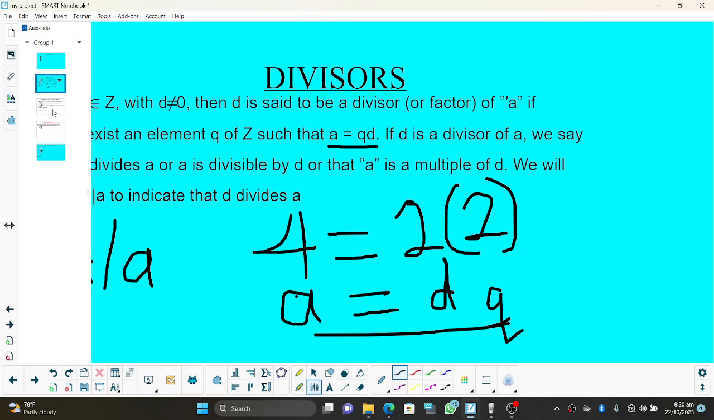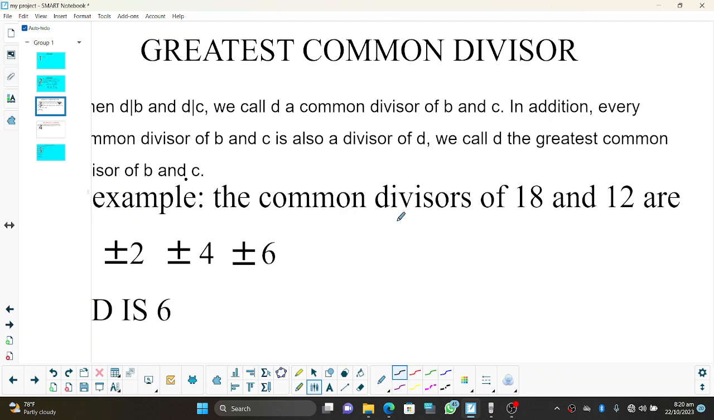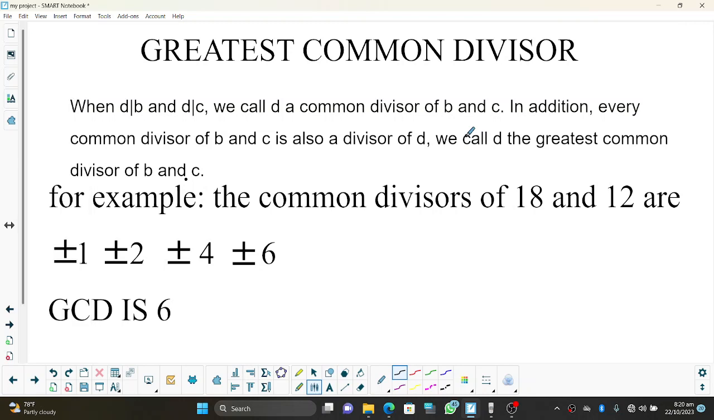Okay, now let's move to the next aspect. In this aspect we are going to talk about the GCD, the greatest common divisor. Basically, what this simply means is that if we have two numbers, we are able to find their divisors, then extract the common divisors among them, and we can find the greatest.